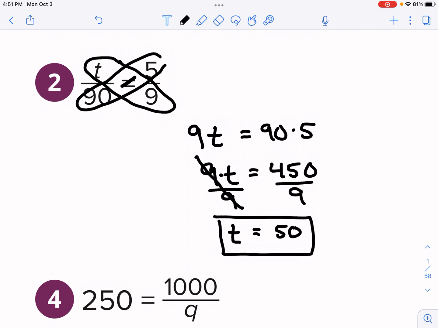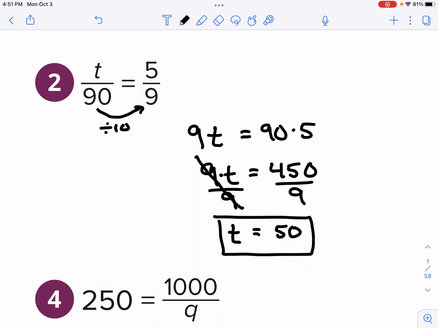All right, another way you could have done this, rather than cross multiply, you could just see in the relationship here that you'd have to divide by 10. So you just think about what you divide by 10 to get 5. Oh, sorry. Oops. Let's put 10 there. Or you could go the opposite way. 5 times 10 is 50.